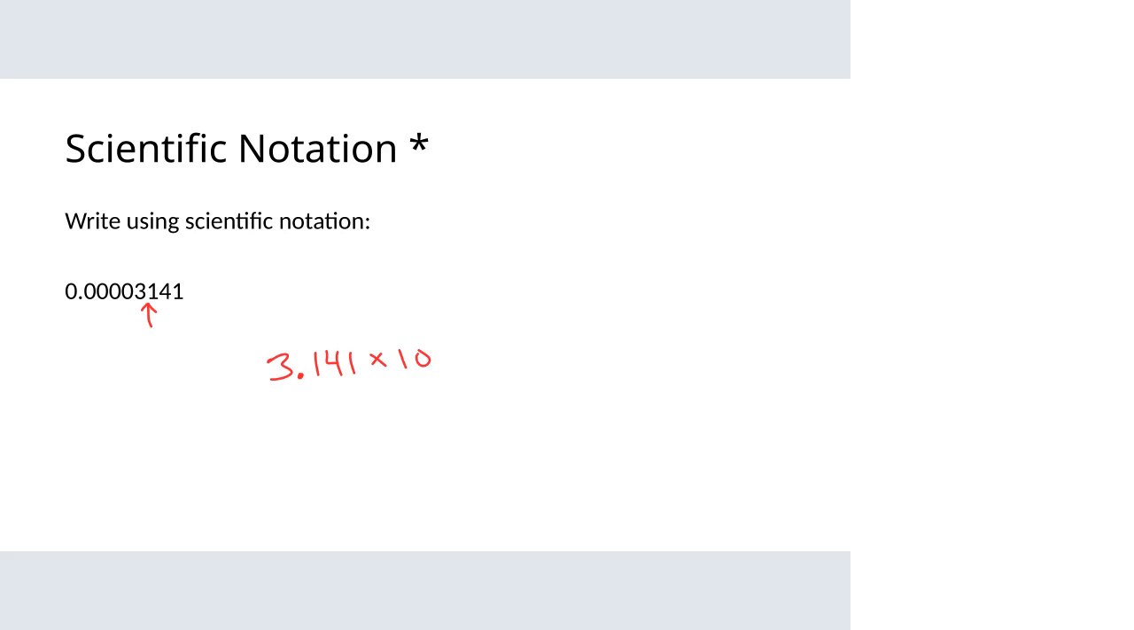And for the power, let's see, how far did the decimal move? It moved 1, 2, 3, 4, 5 places. And then we just have to decide whether that's going to be positive or negative. Well, 3.141 would have to get a lot smaller to be 0.00003141. So we need a negative exponent on there. And so in scientific notation, it'll be 3.141 times 10 to the negative 5th.